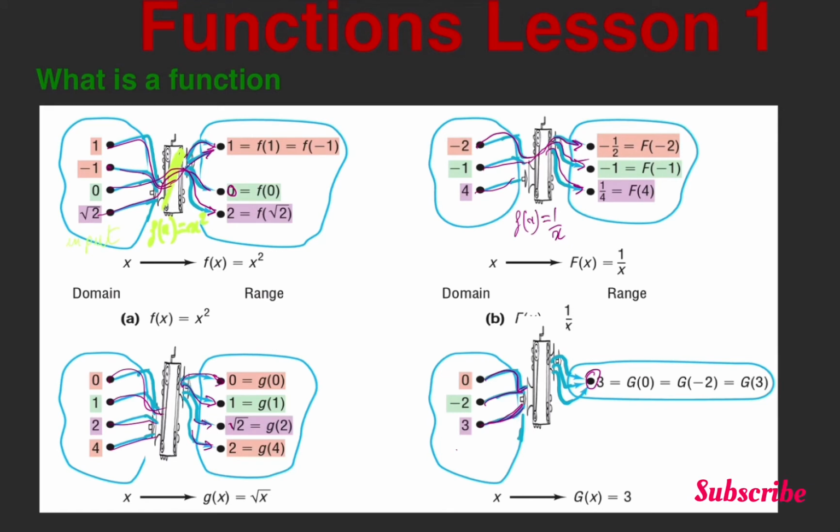inputs, which we call the domain, give us the same output. All inputs give us one output. This is a constant function, and the graph for this function is something like this. It will be just a straight line, and this is 3. This is what this function does.